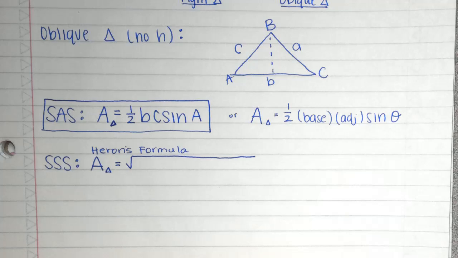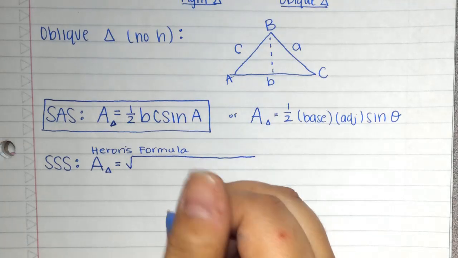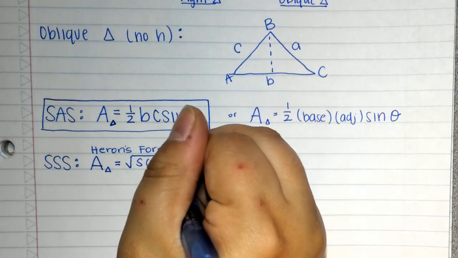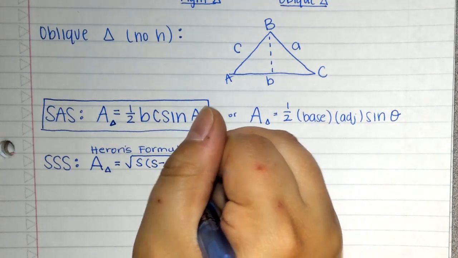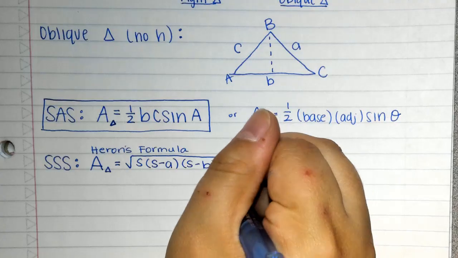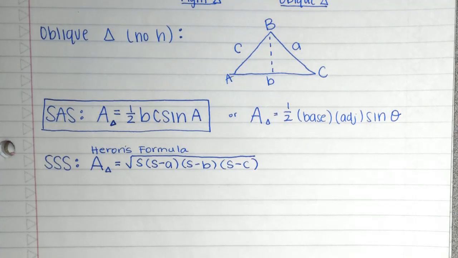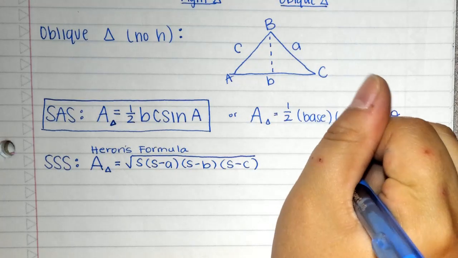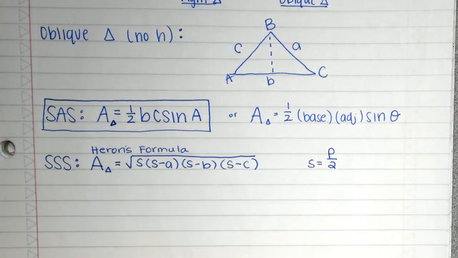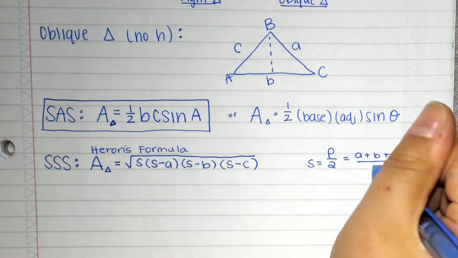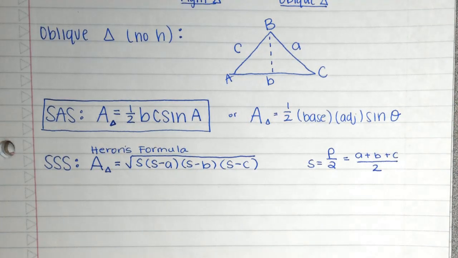Anybody remember? S times S minus A, S minus B, and S minus C. What is S? Well, S is your perimeter divided by 2. A plus B plus C divided by 2.